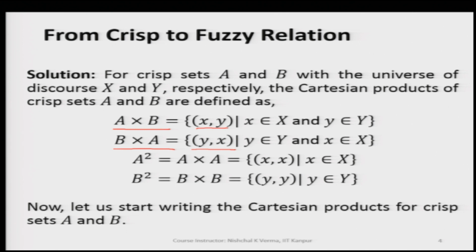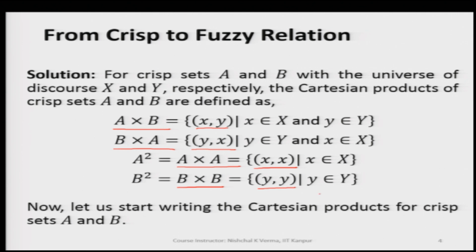Like in A cross B, we have x comma y as a pair, but in B cross A we have y comma x as a pair. Similarly, if we are interested in finding A cross A, all the pairs will have both elements from the set A. Similarly, for B cross B, we will have a collection of pairs in this Cartesian product set, and all the elements will be from the same set B.